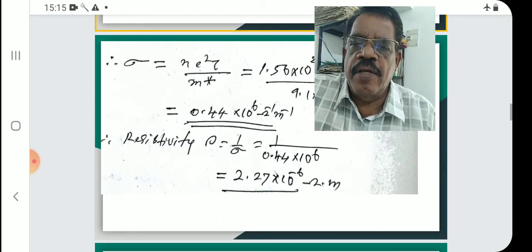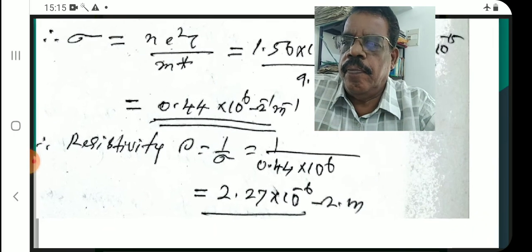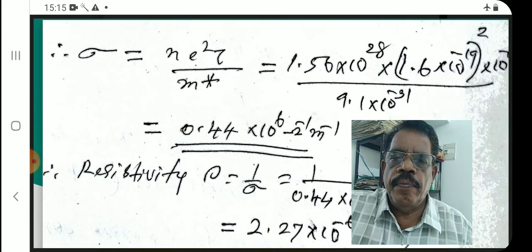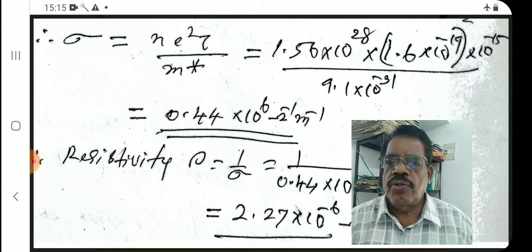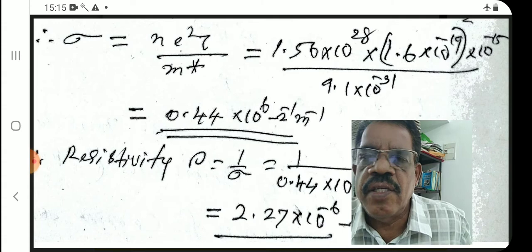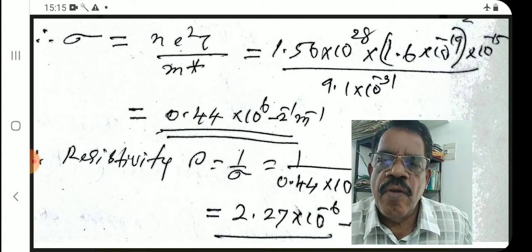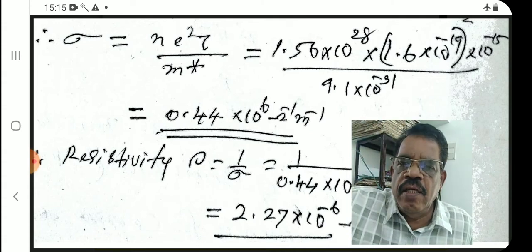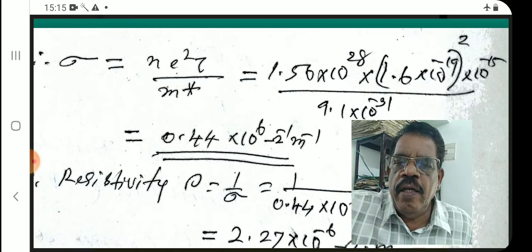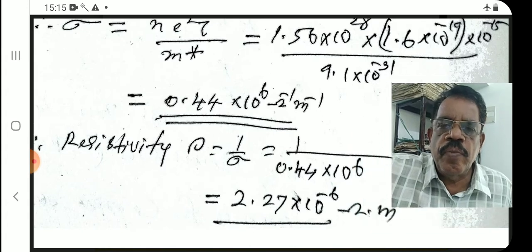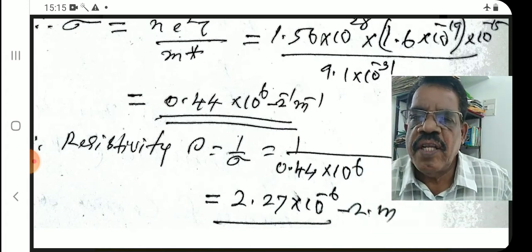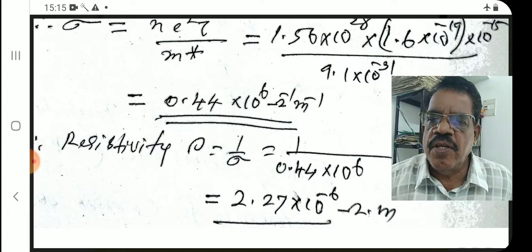Sigma is equal to n e squared tau by m star, equal to 1.56 into 10 raised to 28 into the electronic charge, 1.6 into 10 raised to minus 19, the square, into 10 raised to minus 15, by 9.1 into 10 raised to minus 31. We get 0.44 into 10 raised to 6 ohm raised to minus 1 meter raised to minus 1.